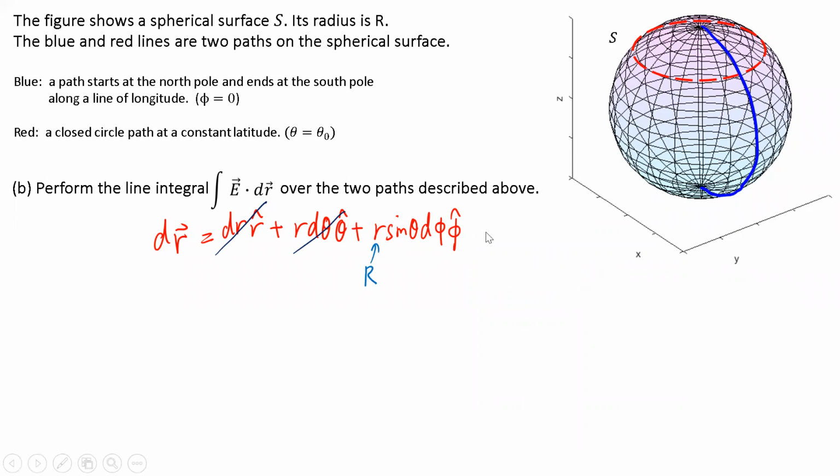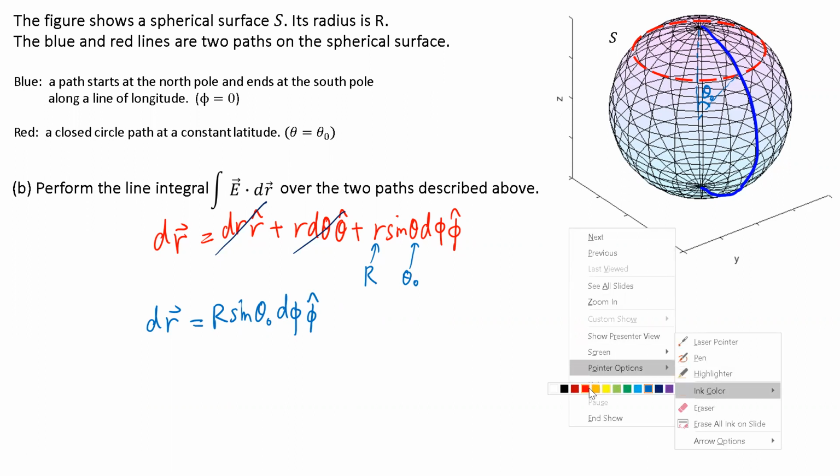So what about theta? Here I told you already, I'm staying at theta equals theta naught. So then here I just put theta naught. So that means really the dr is given by capital R sine theta naught d phi phi hat.